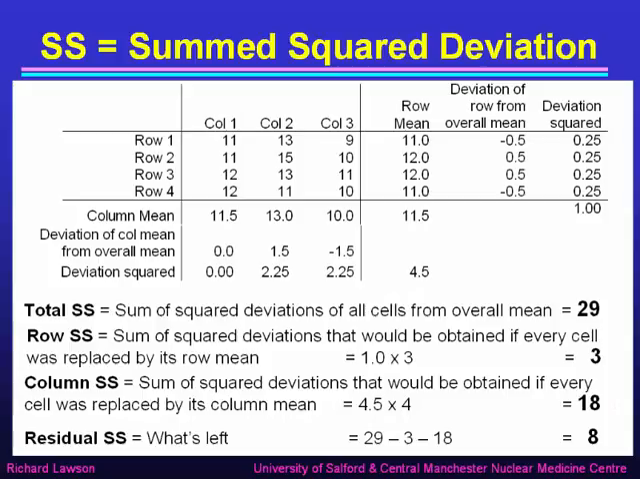Finally, we have the residual sum of squares. That's what's left. We had a total of 29. We've already accounted for 3 by the rows, 18 for the columns, and that leaves 8 for the residual sum of squares that's left over. 29 minus 3 minus 18. Don't worry if that seems complicated. You don't have to work it out for yourself, but this is just an explanation of what these sums of the squares mean.